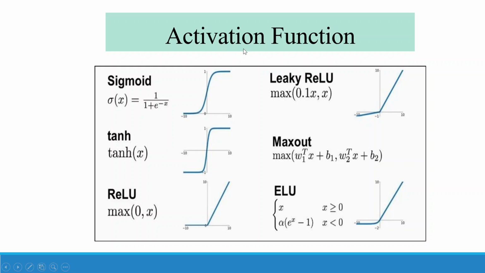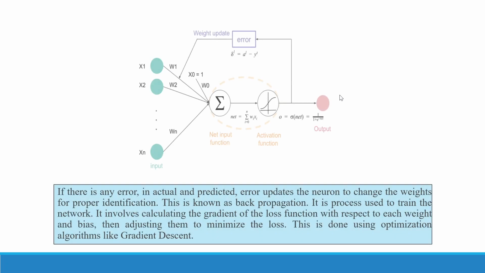So the activation functions which are normally used are sigmoid and tanh. These are normally used. Rectified linear unit is also sometimes used. Now let's understand this concept.